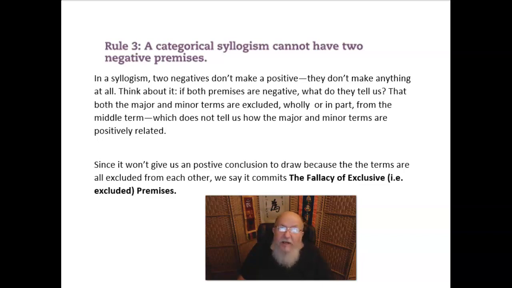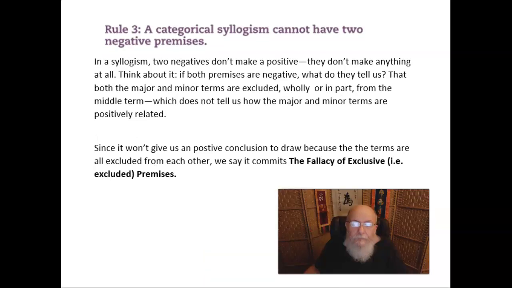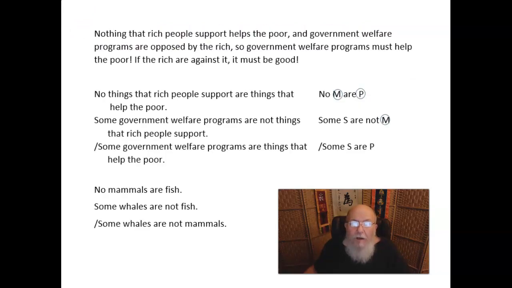Suppose I tell you I'm thinking of something that is not a tree. Yes, right now I'm thinking about something that's not a tree. Do you know very much about it? Not much at all, I bet. Since such a syllogism won't give us any positive conclusion to draw because the terms are all excluded from each other, we say it commits the fallacy of exclusive, i.e. excluded premises.